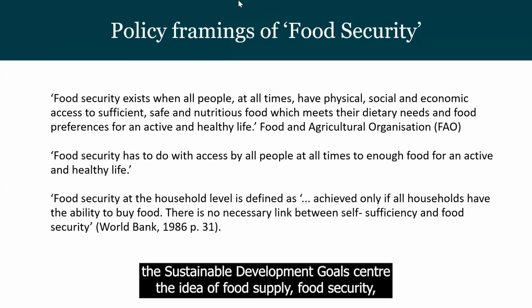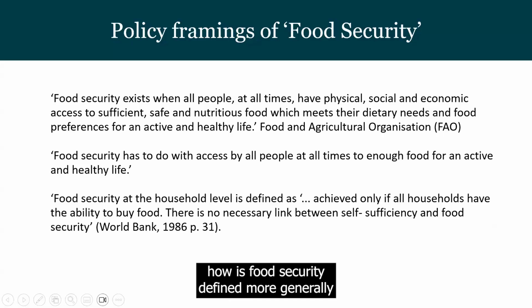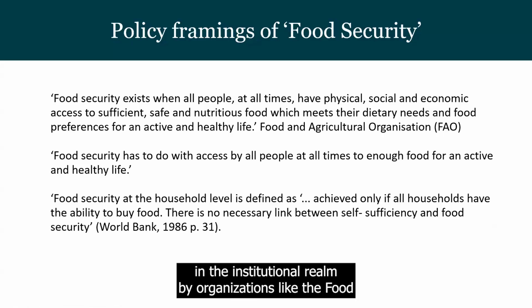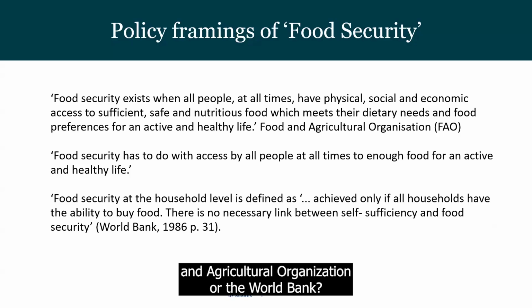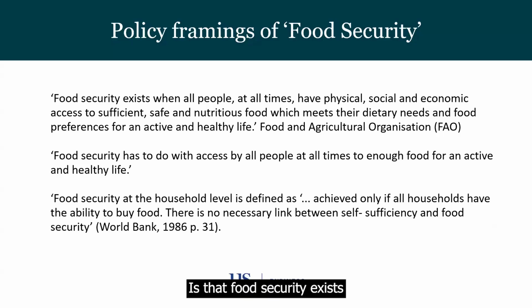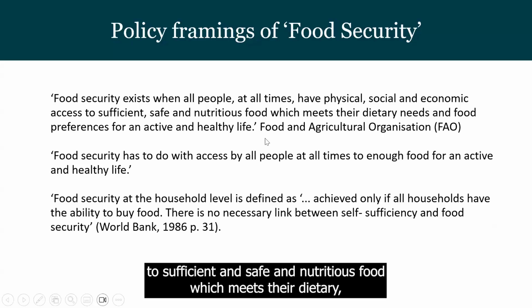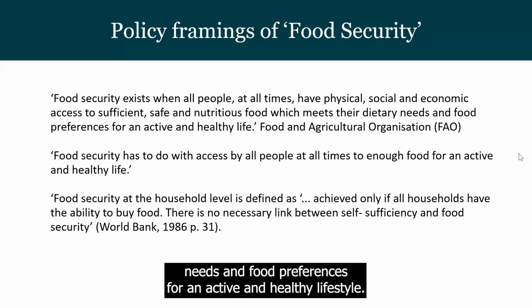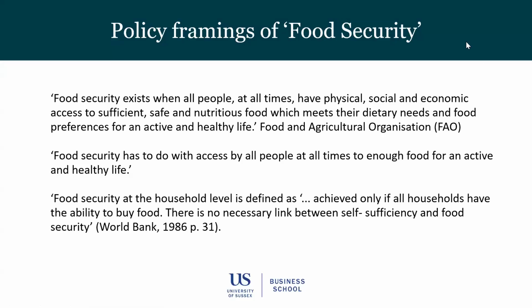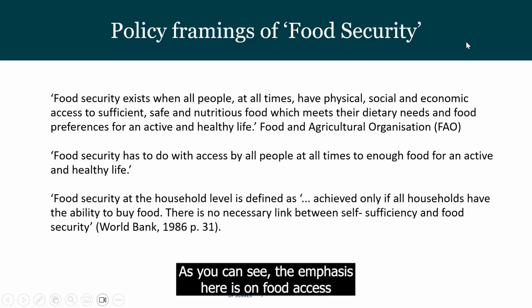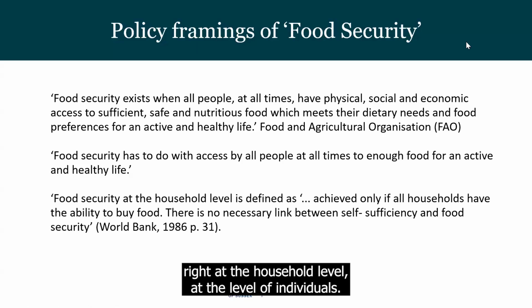As I said, the Sustainable Development Goals center the idea of food security. How is food security defined more generally in the institutional realm by organizations like the Food and Agricultural Organization or the World Bank? Is that food security exists when all peoples at all times have physical, social, and economic access to sufficient and safe and nutritious food, which meets their dietary needs and food preferences for an active and healthy lifestyle. As you can see, the emphasis here is on food access, right? At the household level, at the level of individuals.